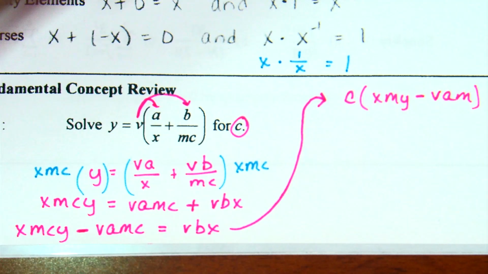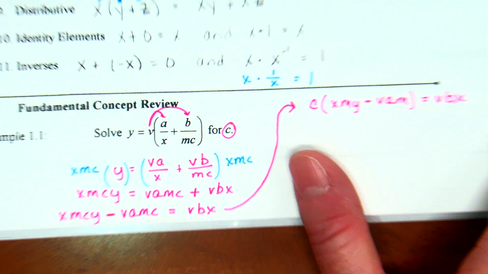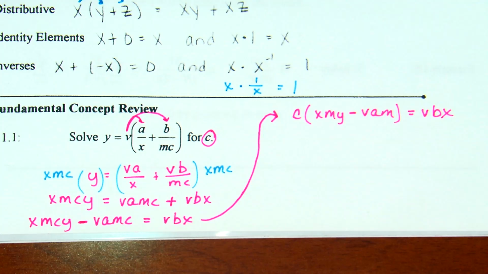Factor the C out, and then I have XMY minus VAM in parentheses equals VBX on the right. And then since it's C times that factor in parentheses, you can divide by that whole thing and say C equals VBX over, and it's AM. Now right there, that doesn't even technically match what's in my answer key because my letters are in different orders.